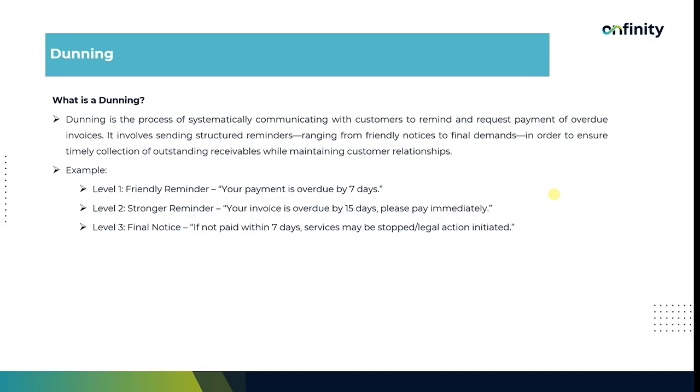For example, Level 1 can be a friendly reminder: your payment is overdue by 7 days. Level 2 can be a strong reminder: your invoice is overdue by 15 days, please pay immediately. Level 3 can be a final notice: if not paid within 7 days, services may be stopped or legal action may be initiated. That is known as dunning.